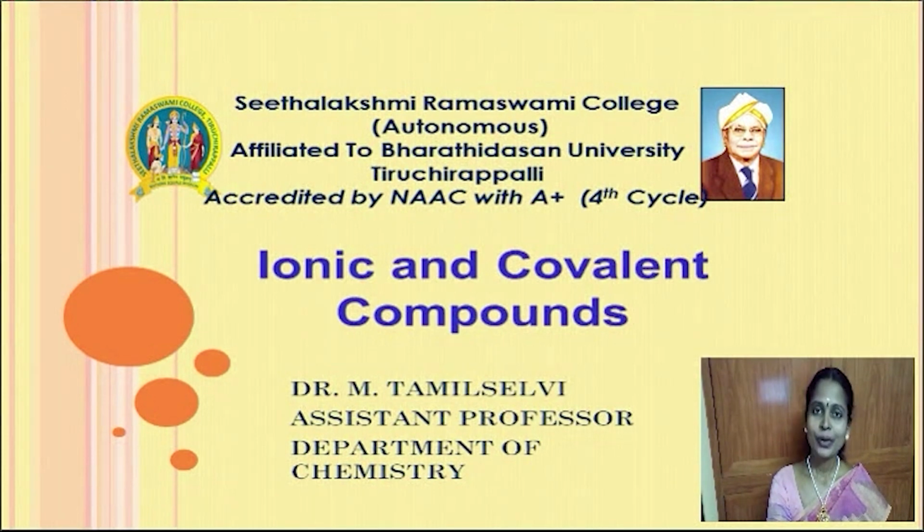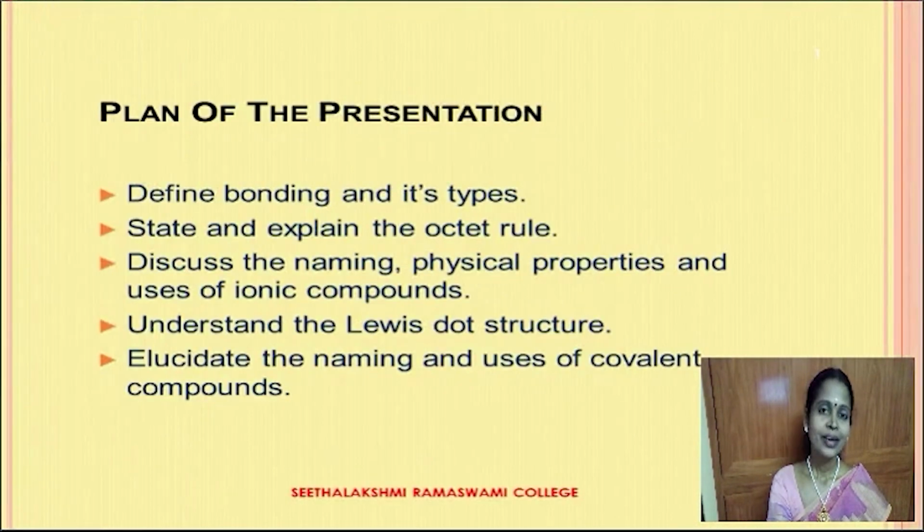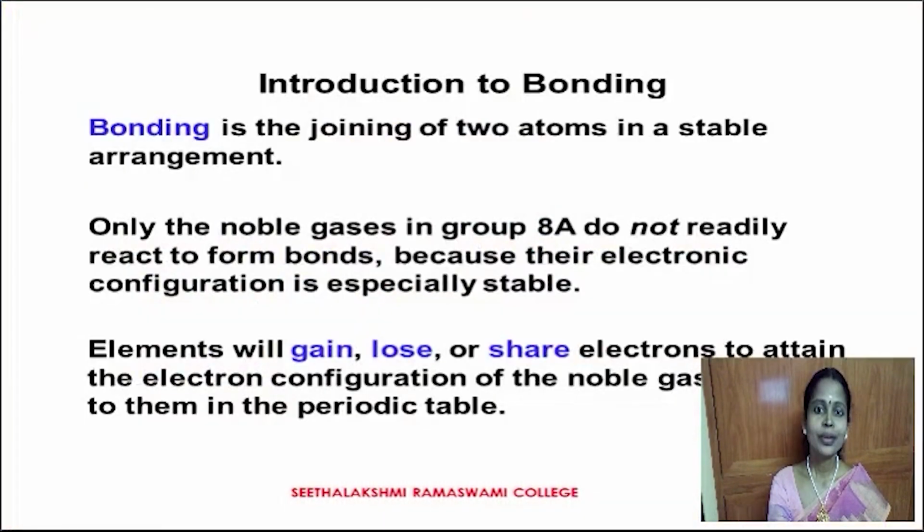In this video, we are going to discuss the topic ionic and covalent compounds. Firstly, we are going to see the definition of bonding and look into its important types. Then we are going to state and explain the octet rule. Later, we are going to discuss the naming, physical properties and uses of ionic compounds. Followed by which we are going to understand the Lewis dot structure, and towards the end of the presentation we are going to elucidate the naming and uses of covalent compounds.